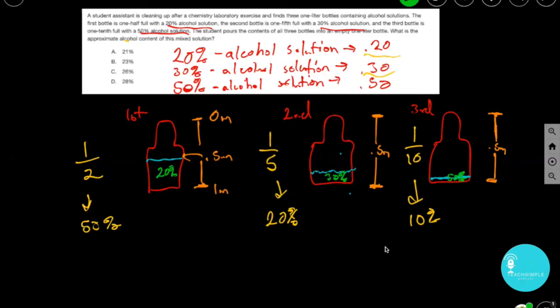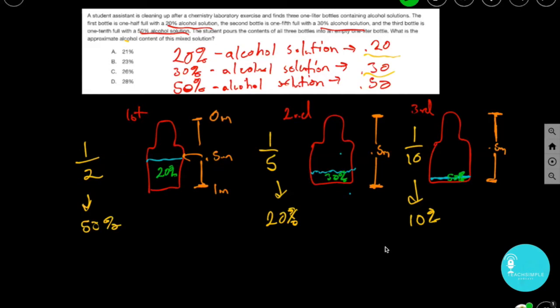So let's do it. A student assistant is cleaning up after a chemistry laboratory exercise and finds three 1-liter bottles containing alcohol solutions. The first bottle is 1/2 full with 20% alcohol solution. The second bottle is 1/5 full with 30% alcohol solution. And the third bottle is 1/10 full with a 50% alcohol solution. The student pours the contents of all three bottles into an empty 1-liter bottle. What is the approximate alcohol content in this mixed solution?